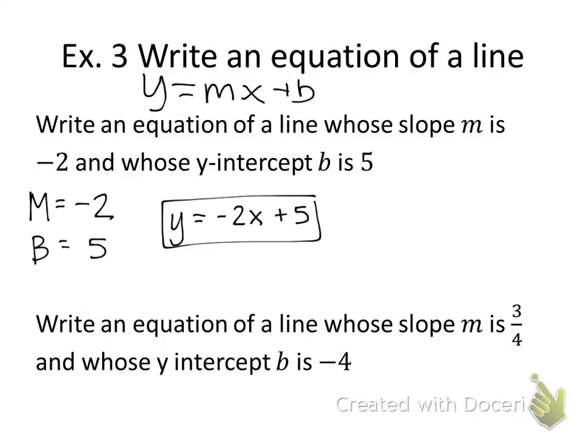Okay, let's do this next one. Read it. Write an equation of a line whose slope m is what? 3/4. And whose b is what? Negative 4. Now, here's the tricky part. Well, it's not really tricky. I just want to make sure you don't get confused. Slope-intercept form is y equals mx plus b. But what is my b in this equation? A negative. So I can write it as y equals 3/4 x minus 4.